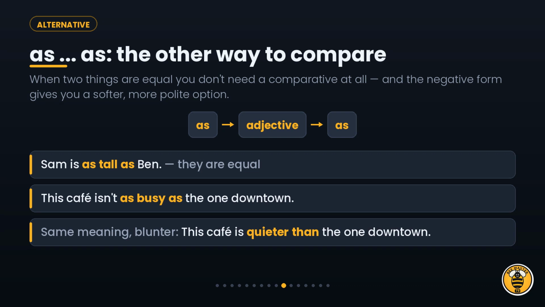There is a second way to compare, and you should have it in your toolkit. It is the structure as adjective as. When two things are equal, you do not need a comparative at all. Sam is as tall as Ben. They are the same height.